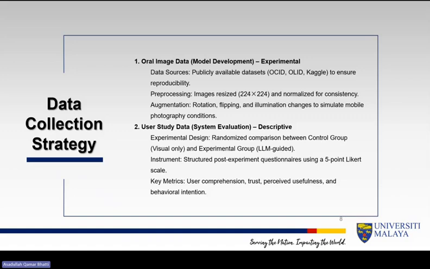But to ensure reproducibility in pre-processing, images are resized to a specific set of dimensions of 224 by 224 pixels and normalized for consistency, and also augmentation to rotate, flip, and illuminate changes to simulate mobile photography conditions.